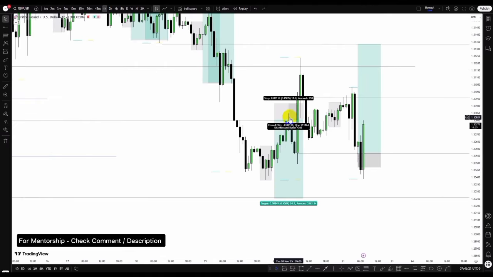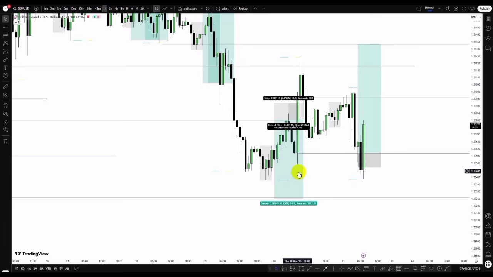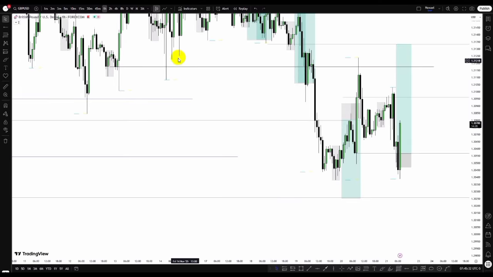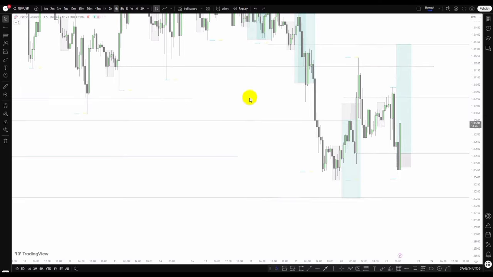So I had this entry here. So price traded actually to the downside. I was expecting further push, but unfortunately price pulled back. So where price pulled back to was this. Let's go back to the 4-hour time frame.